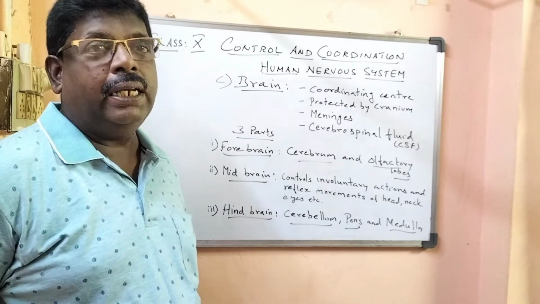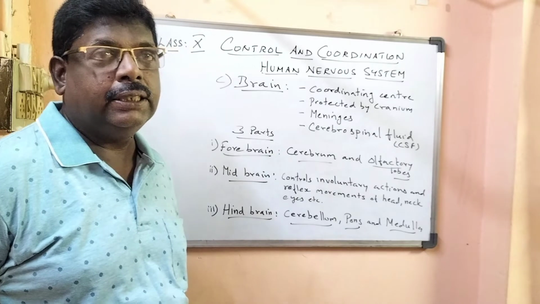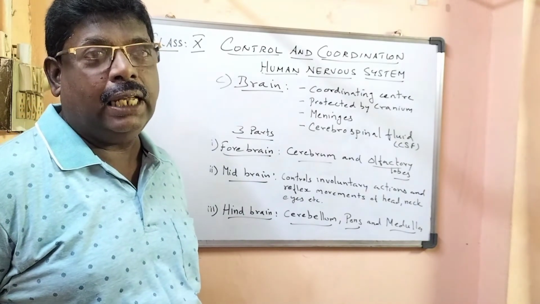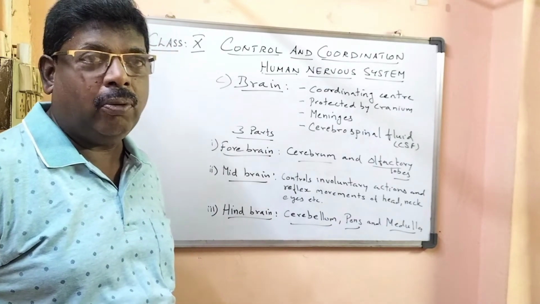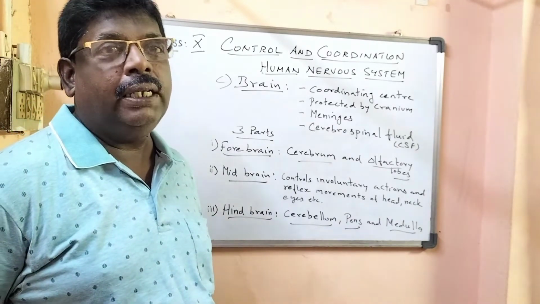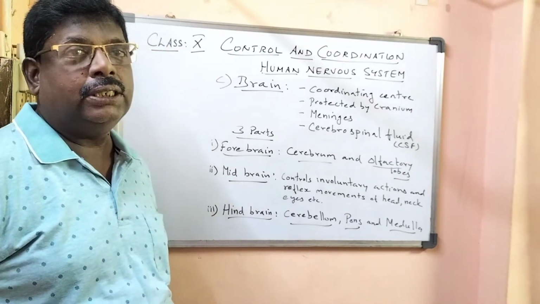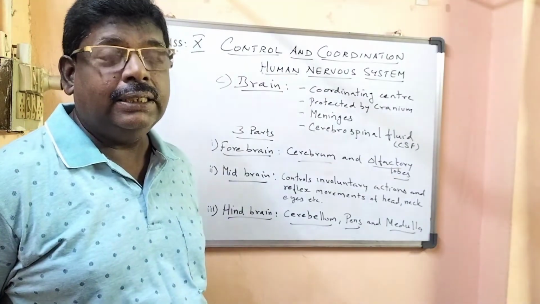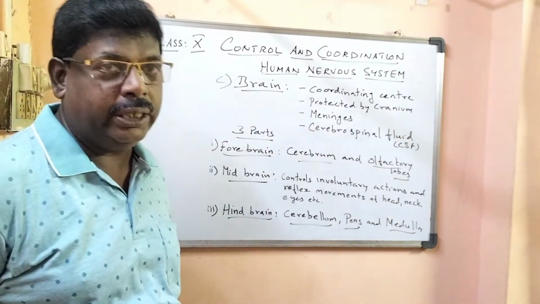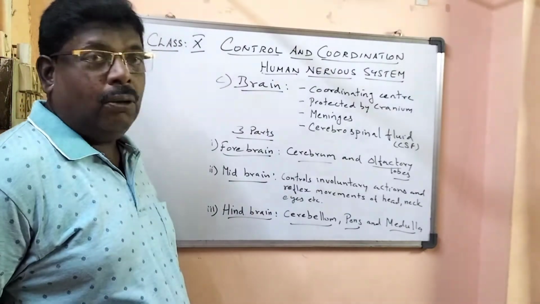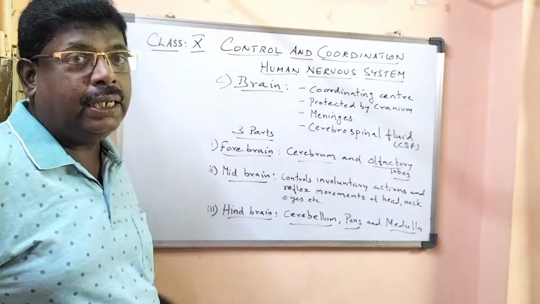So the brain is the main coordinating center of our body. It is well protected inside the skull called cranium. The weight of the brain is 1.36 kg. The brain is covered by a membrane called meninges, which has three layers, and in between the membranes we have a fluid called cerebrospinal fluid. Now, the brain has three parts.